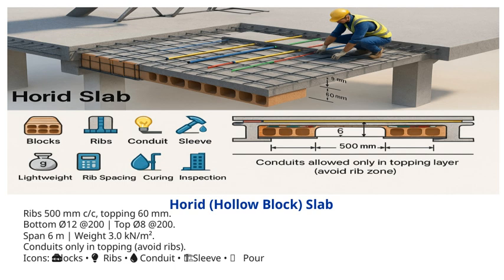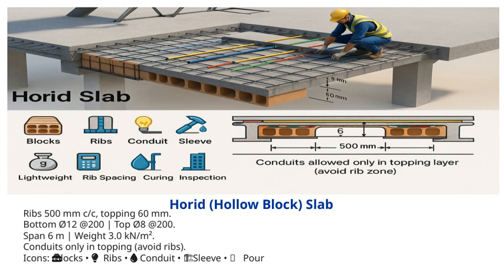The total weight of the slab is approximately 3 kilonewtons per square meter, which is important for structural calculations and load considerations. An important point to note is that conduits are only placed within the topping layer, and we should avoid placing them in the ribs. This helps maintain the structural integrity of the ribs and ensures proper load transfer.